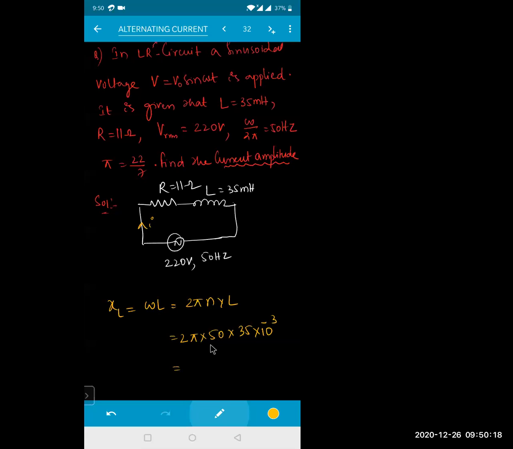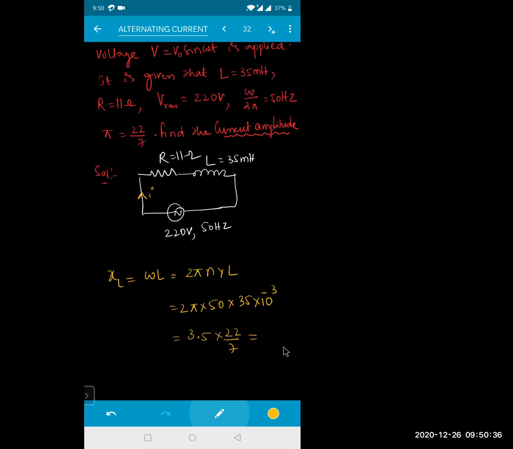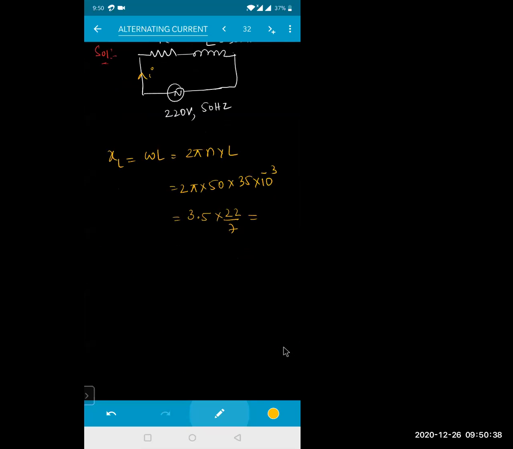ఇదంతా వస్తుంది చూడండి. 3.5. So this one is 3.5 into pi. Pi value given 22/7. So ఇదంతా వస్తుంది చూడు approximate గా. 5 into 22 divided by 7. So 11. 11 వస్తుందా? 11 ohms. R కూడా ఎంత ఇచ్చాడు మనకు? 11 ohms. So impedance ఎంత అవుతుంది?